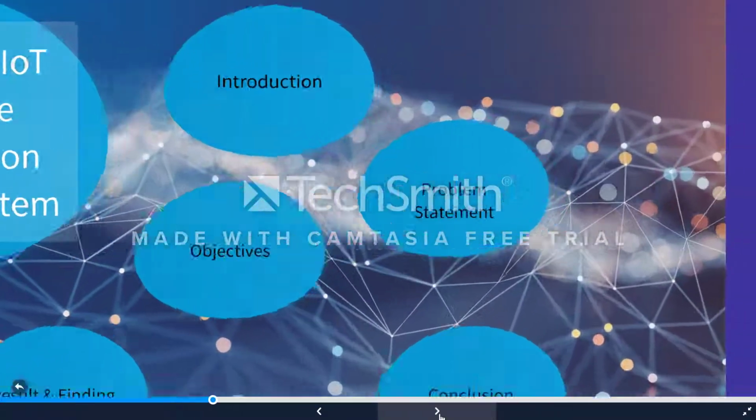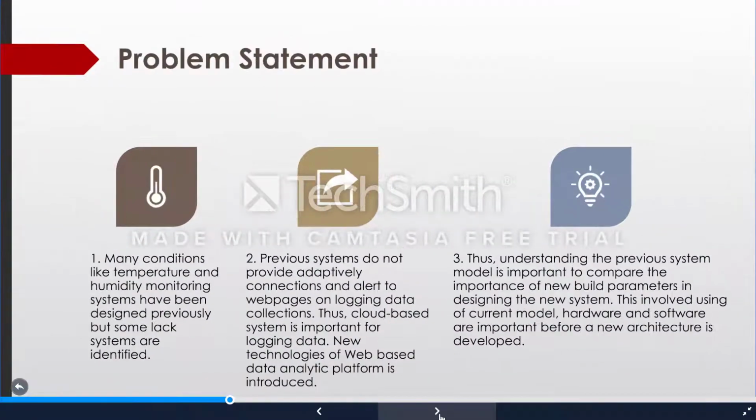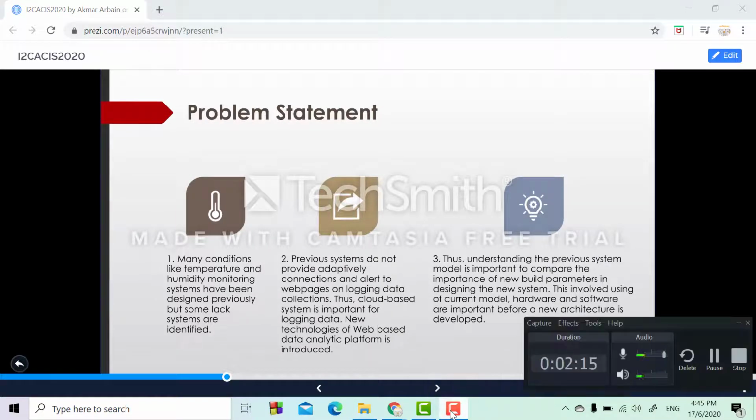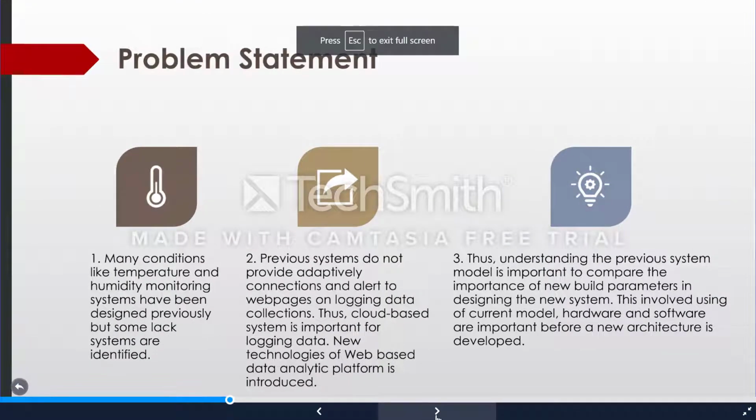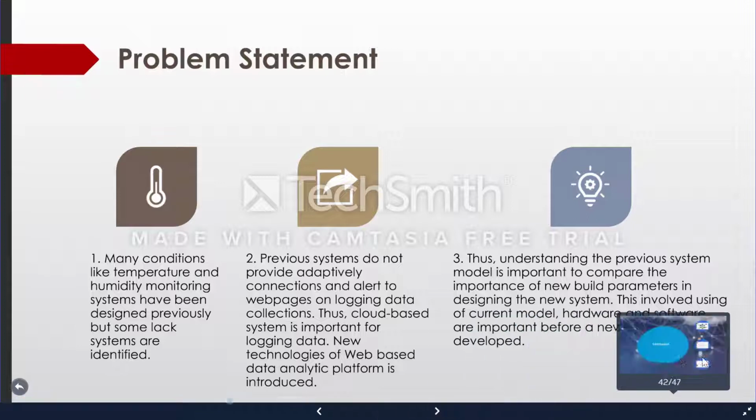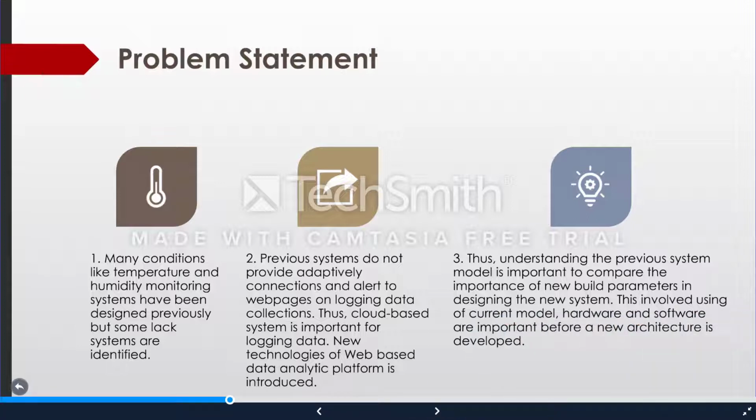So what is the problem? Many temperature and humidity monitoring systems have been designed previously, but some lags were identified. Previous systems do not provide adaptive connection and alerts to a web page on logging data collection. Thus, this cloud-based system is important for logging data, and a new web-based data analytic platform is introduced. Number 3, understanding the previous system model is important to compare the importance of new building parameters in designing the new system. This involves using the current model, hardware, and software before a new architecture is developed.